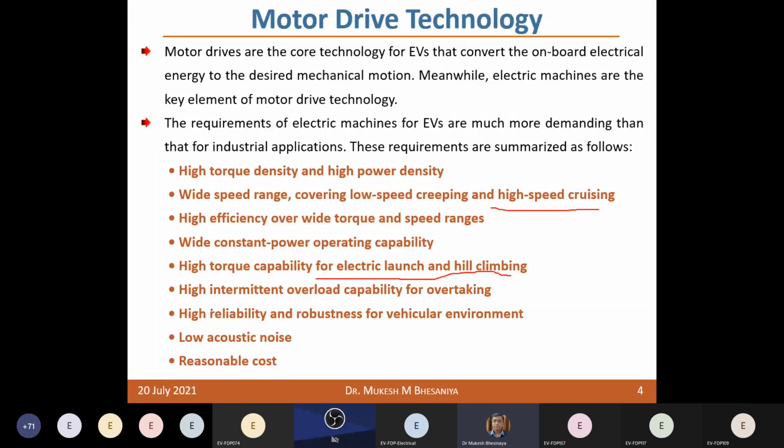High reliability and robustness for the vehicular environment. This also will be one of the important criteria or requirements for the machine. Low acoustic noise, and obviously reasonable cost. Okay, you can achieve all these characteristics, but if the cost is very high, then you need to look into the optimal design of the machine.